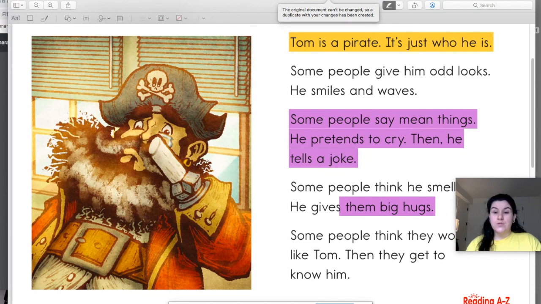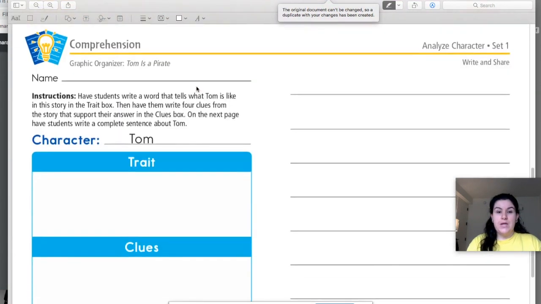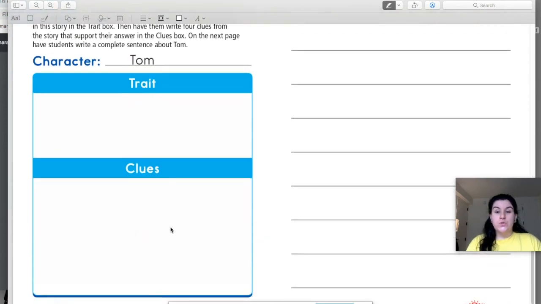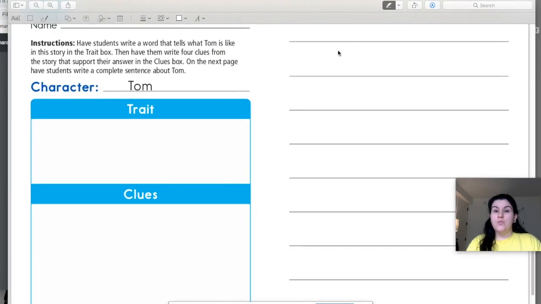Scholars, if you're unable to do that and you're able to print the paper instead, you can do that too. If you can't print the paper, you can just write it all down. It's completely up to you how you do this next part. The most important thing is that you complete the bottom section. You choose a trait to help you describe Tom. You pick the clues that support your chosen trait, and you put it all together in one sentence.